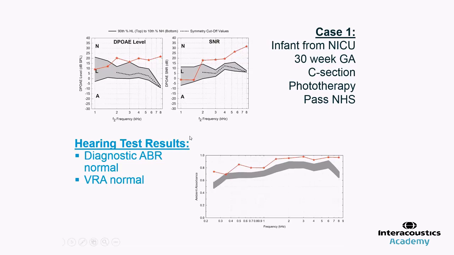And what we can see in the DPOAE levels is we have a nice large DPOAE across frequencies for both level and signal to noise ratio. What's shown in gray is the normal range with our cutoff criteria in the dotted line, so well above the cutoff criteria for both level and signal to noise ratio. And if we look at the absorbance, you can see this infant has very good absorbance, actually a bit above the normal range across the whole frequency range. So that goes along with the normal diagnostic ABR and also normal visual response audiometry that was tested later on.